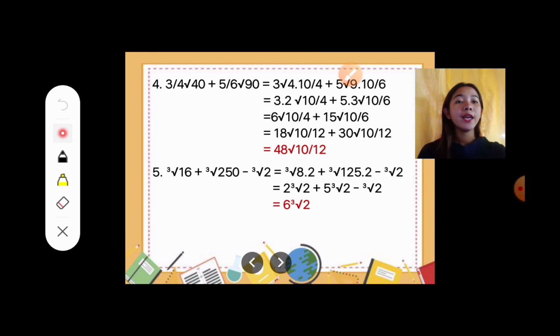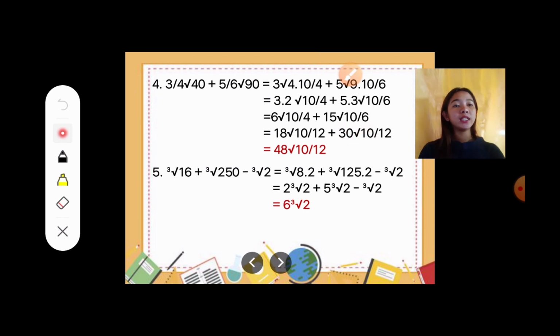So as you can see, our denominators are different. So we need to find the LCD, or the least common denominator. So we have 12. So 12 divided by 4 is 3. So 6 times 3 is 18. Just copy the square root of 10 plus 12 divided by 6 is 2, times 2 times 15 is 30. Then just copy the square root of 10.